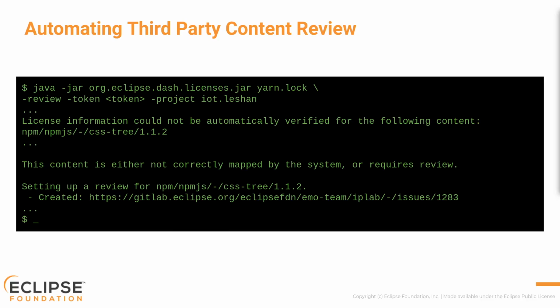Here's an example of the command line version of the tool being invoked on a Yarn lock file. In this case, the tool has identified some content for which it cannot find vetted license information. I've added the review switch and have specified an access token and project ID. This feature automatically creates review requests that are automatically scanned. In the event that the vetted license information cannot be identified, the IP team will engage.